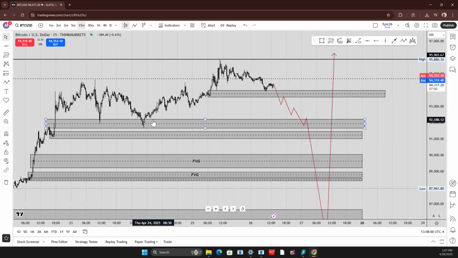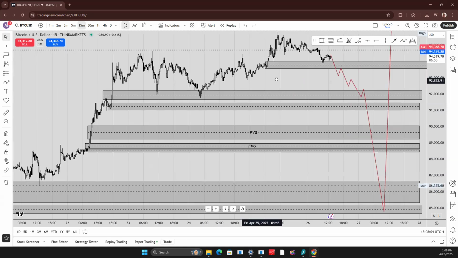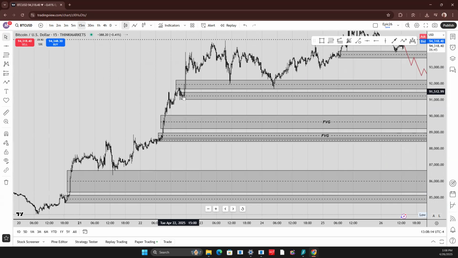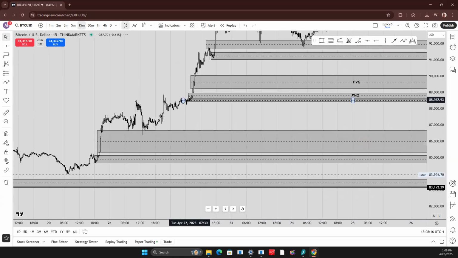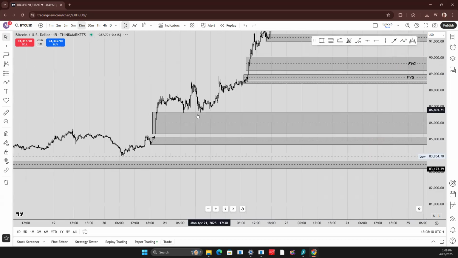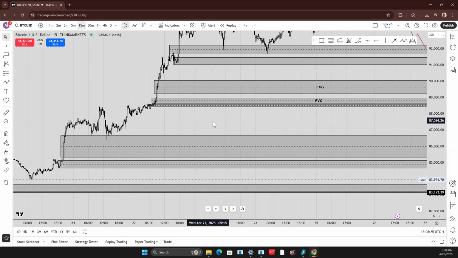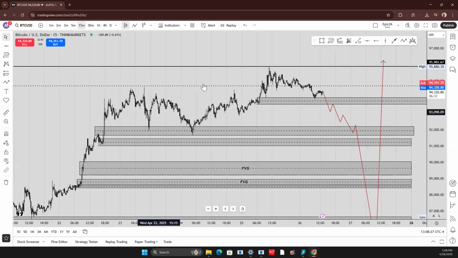Now, it could be retracing when you have your pullbacks, okay? And that's where you want to really enter the market, during the pullbacks. When the market gets into these areas like the fair value gap, that's when you enter. So you would enter here, here, here, here. You enter on the pullbacks, and then exit higher.